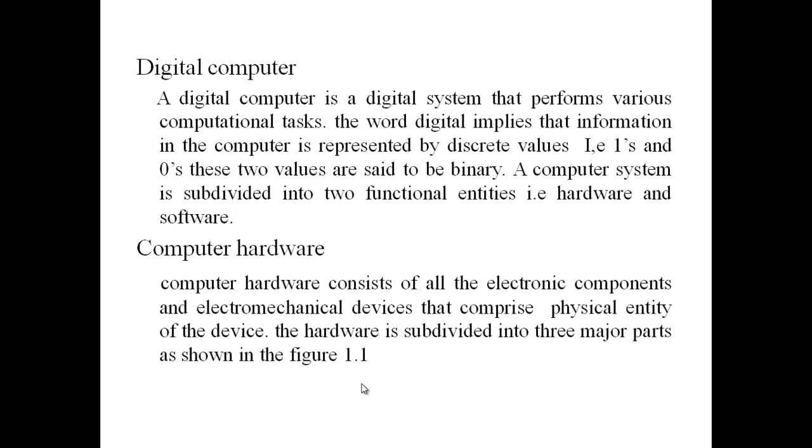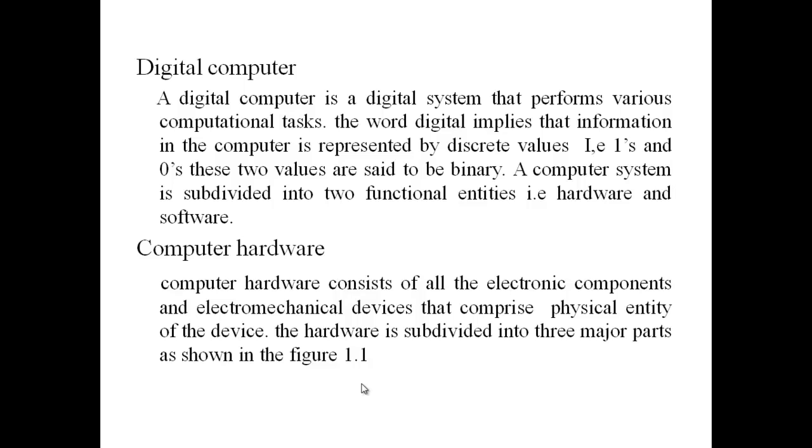Starting with digital computer. A digital computer is a digital system that performs various computational tasks. The word digital implies that information in the computer is represented by discrete values, that is in the form of zeros and ones. These two values are said to be binary. A computer system is subdivided into two functional entities, that is hardware and software. Computer hardware consists of all the electronic components and electromechanical devices that comprise the physical entity of the device.